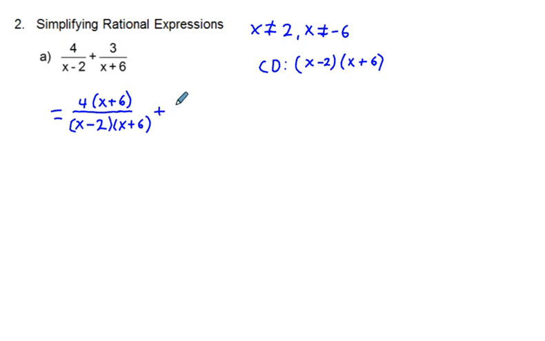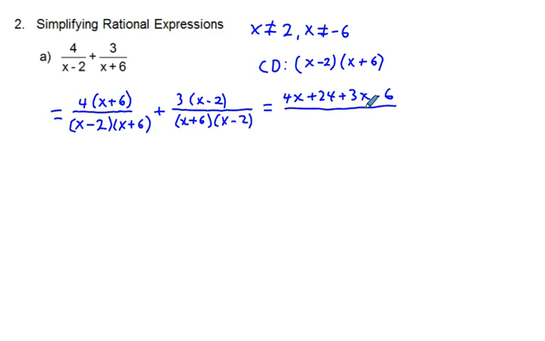We have plus 3 over x plus 6. And we multiply the numerator and denominator both by x minus 2. And working to the right here, we have distributive property. We have 4x plus 24. Then we have plus 3x minus 6. And that's all going to be over this quantity x plus 6 times quantity x minus 2.